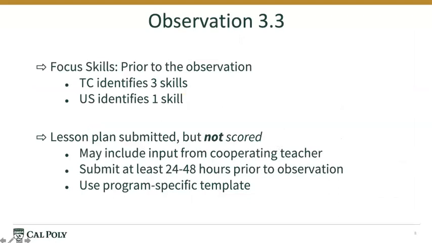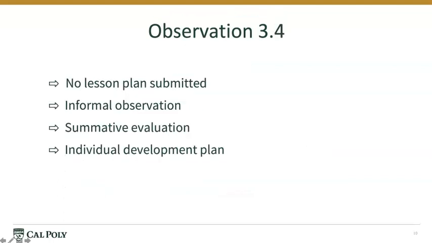For Observation 3.3, the teacher candidate will select any 3 skills, and the university supervisor will select 1. A lesson plan will be submitted to the university supervisor prior to this observation, but it will not be scored. The teacher candidate is not required to submit a formal lesson plan for Observation 3.4. There is a brief informal observation of a lesson before the summative evaluation takes place. We will explore the summative evaluation and individual development plan more in depth now.